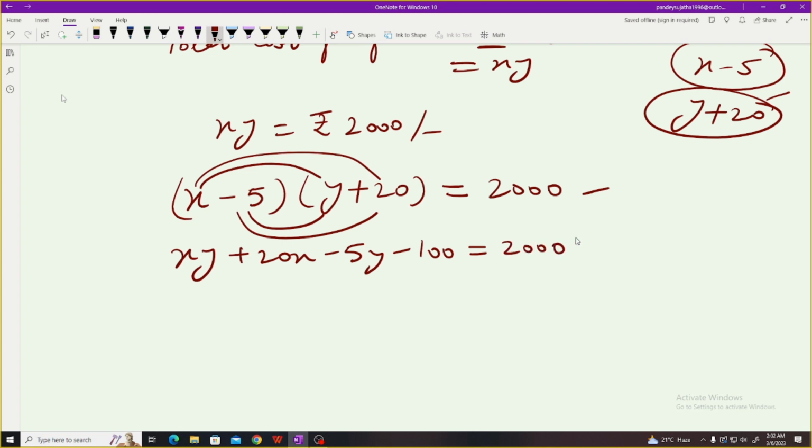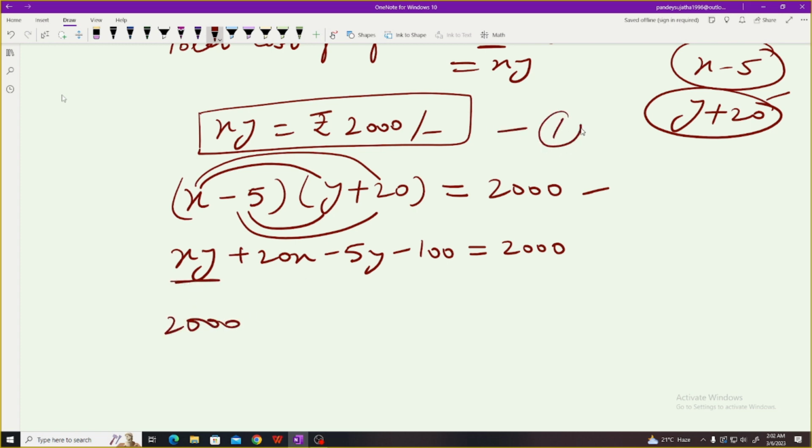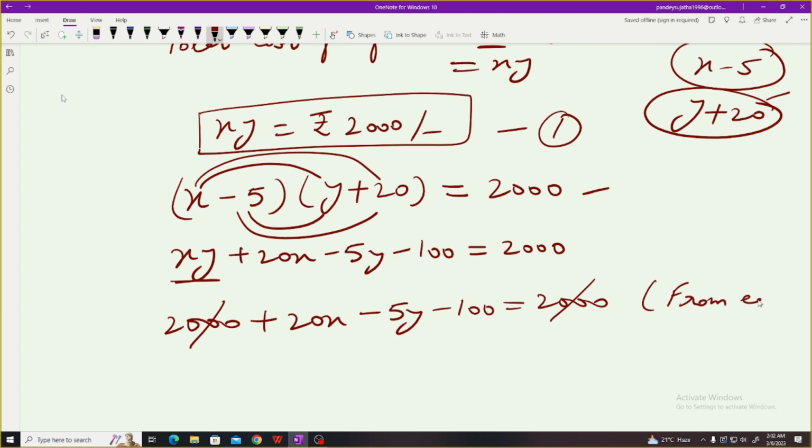Just see here, XY is equal to 2000. So in place of XY, we can write 2000, that is from the first equation. So 2000 plus 20x minus 5y minus 100 is equal to 2000. We can cancel this 2000 and this 2000, that is from equation 1. So we get the equation here as 20x minus 5y minus 100 is equal to 0.